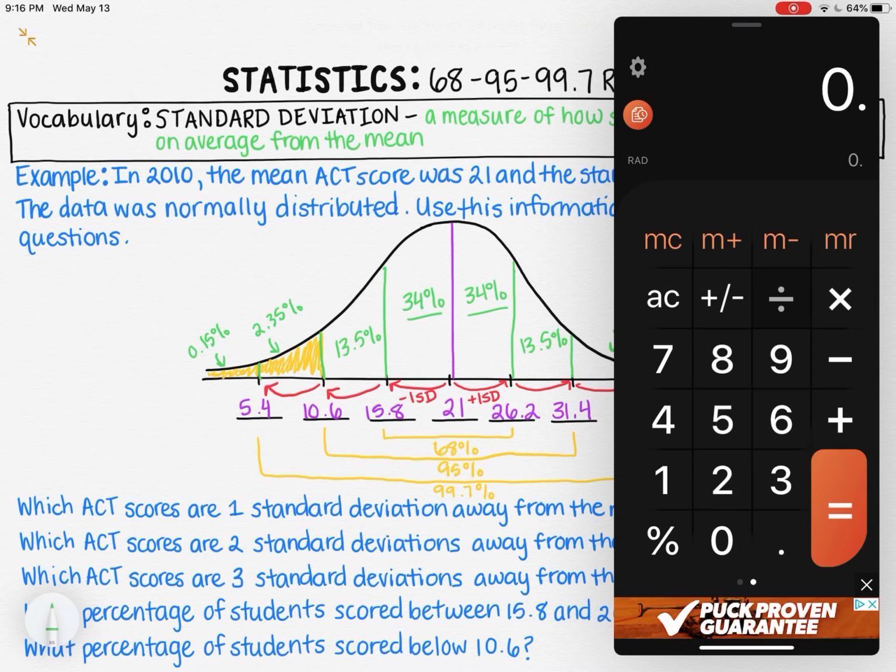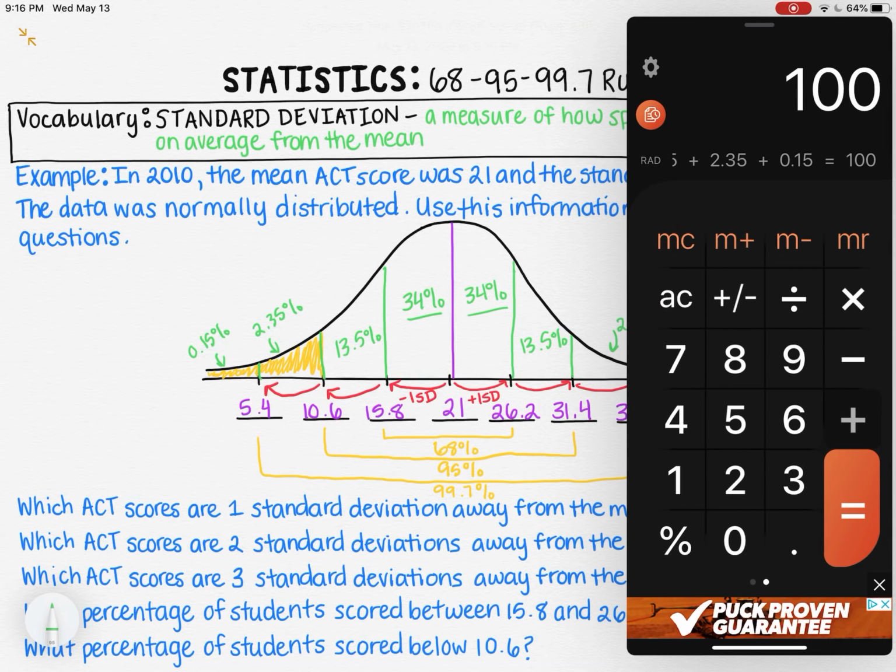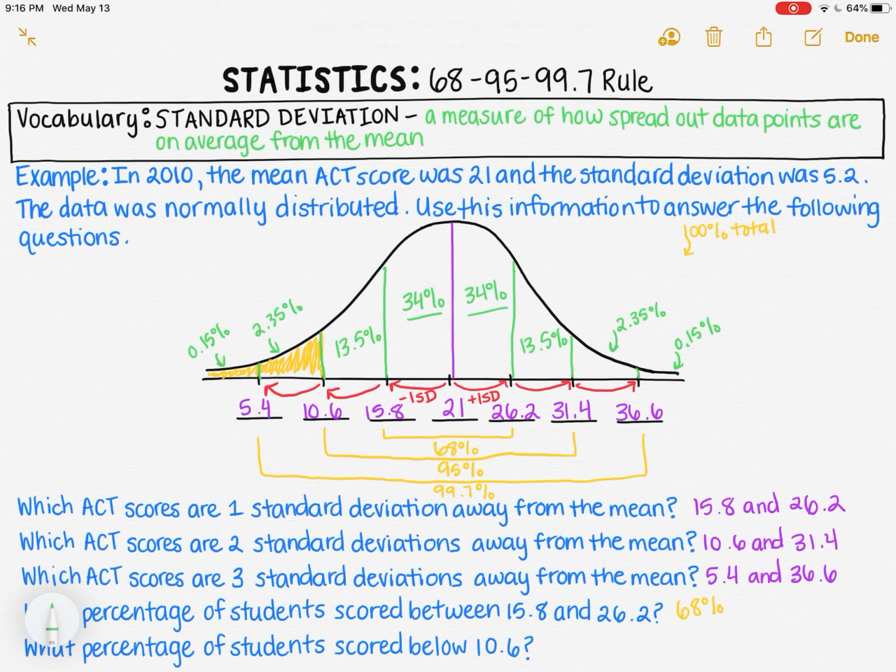So let me just show you really quickly. If I add up all of the percentages in each chunk, it's going to give us 100. And it does. So now that I've showed you that, you actually don't have to do that math all over again. Anytime you have a normal distribution, you will know that each of these sections is worth these percentages of the people in whatever situation you're looking at. So you can always use these percentages when you have a normal distribution.